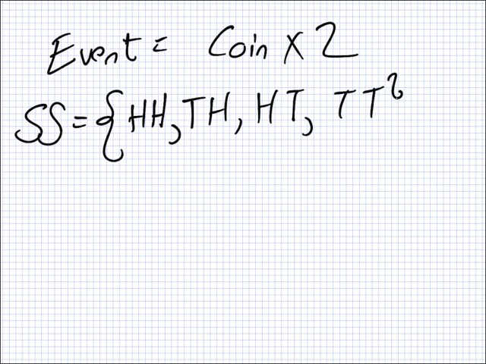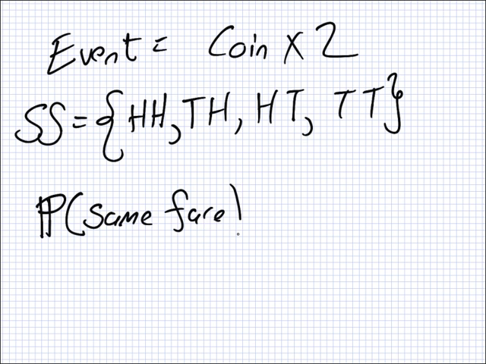Let's suppose now I ask the question, what is the probability of getting the same face? That is, you throw the 2 coins and you want them both to be the same. What would that be? A half, yeah, because it's 2 over 4. Fair enough? Okay, let's do another one.